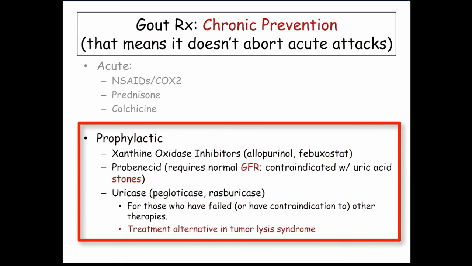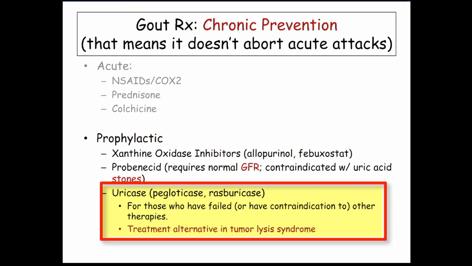Xanthine oxidase inhibitors, check. You guys are good with allopurinol, febuxostat. Probenecid we just talked about. And the sneaky one that's starting to permeate into the boards now are the uricase drugs, pegloticase and rasburicase. All right, and really these are people who failed xanthine oxidase, have contraindication like hives. You might use it there.